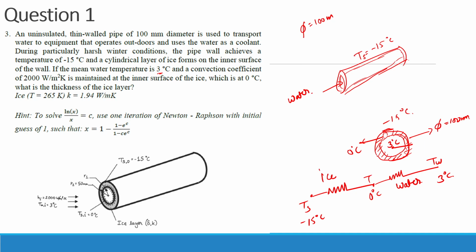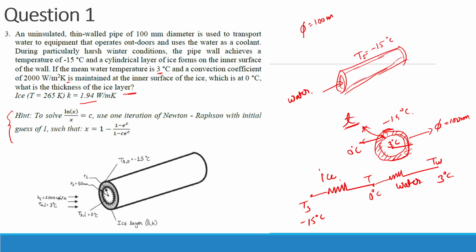And for this given system you have been asked to find the thickness of the ice layer. That is basically this thickness, let's just call it T. So that thickness you have to find, and the given parameters are the convective coefficient 2000 watt per meter square, then the thermal conductivity of ice, and then you have been given the hint to mathematically solve the resulting nonlinear equations.